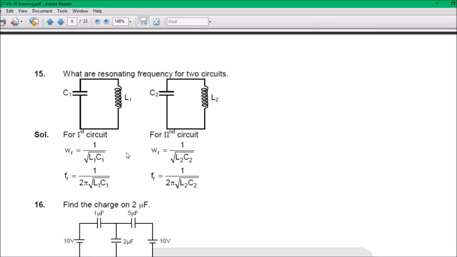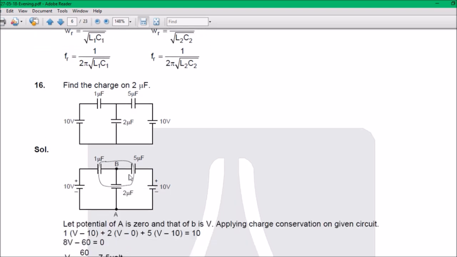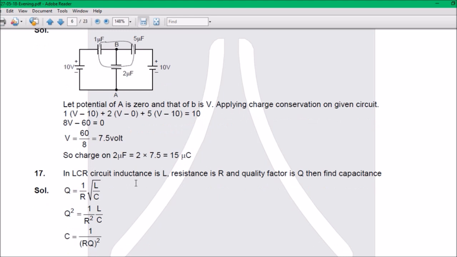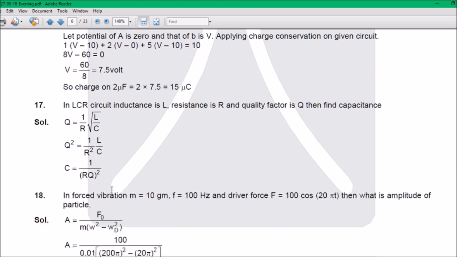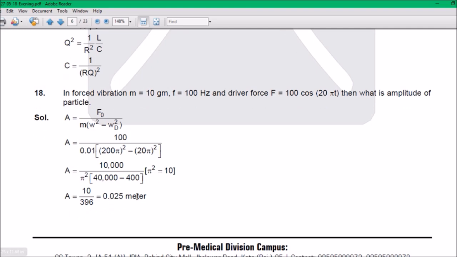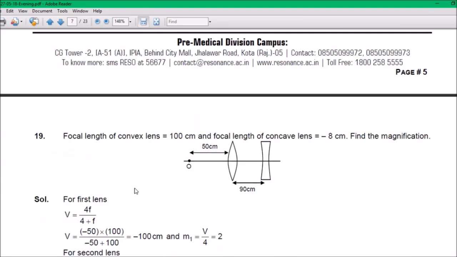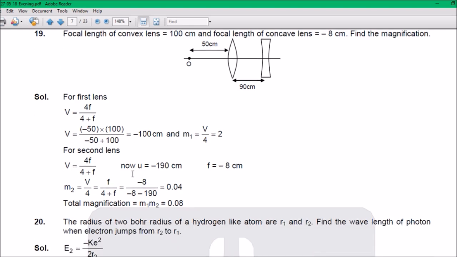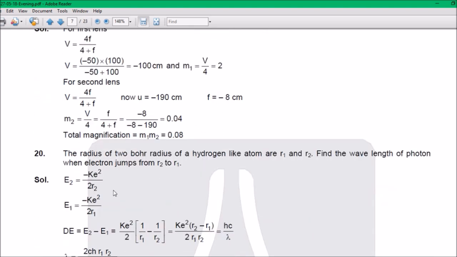And then 15, Fr is equal to 1 by 2 pi under root L1 C1, Fr is equal to 1 by 2 pi under root L2 C2. And then 16, you can see the answer is 15 mu coulomb. And then 17, the answer is 1 by RQ square. And then 18, answer is 0.025 meter. And then 19 is 0.08.